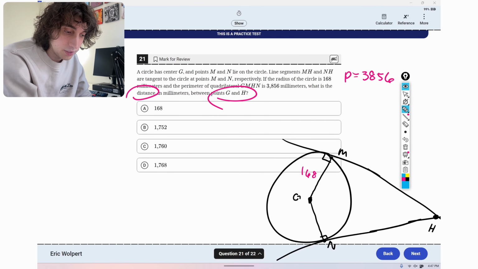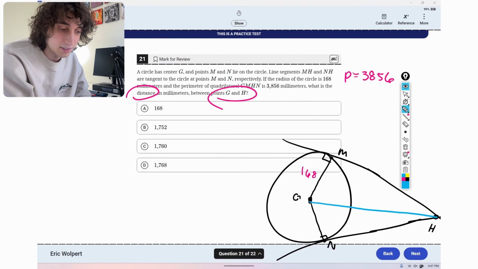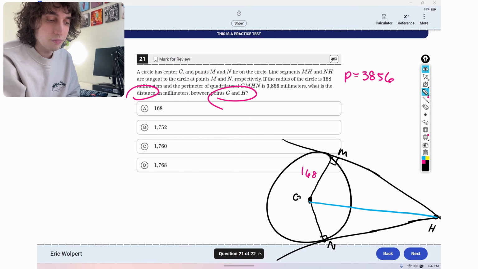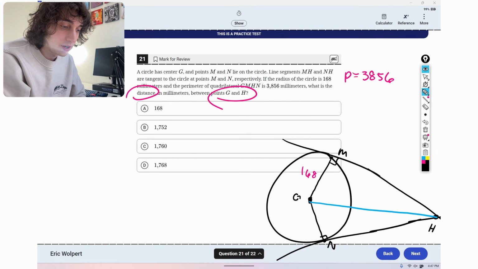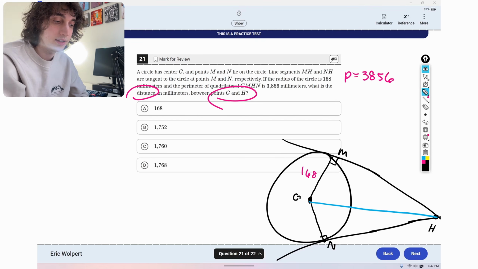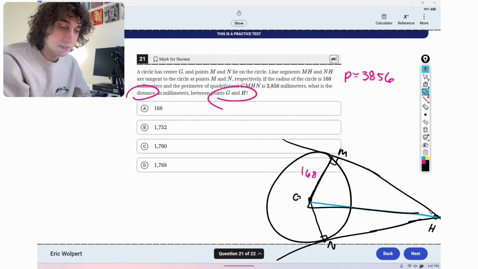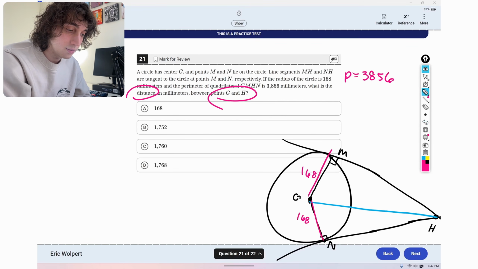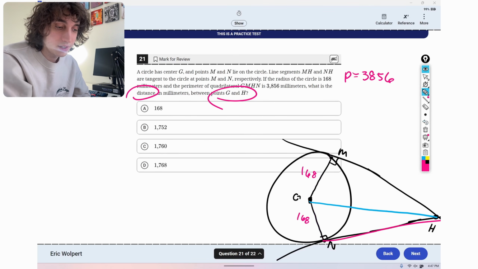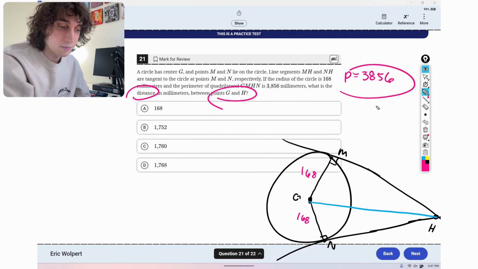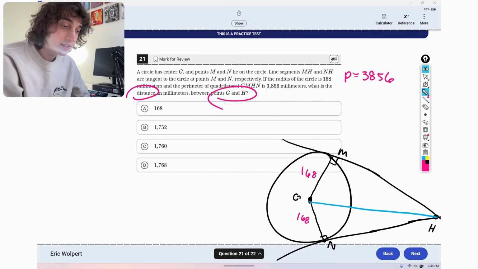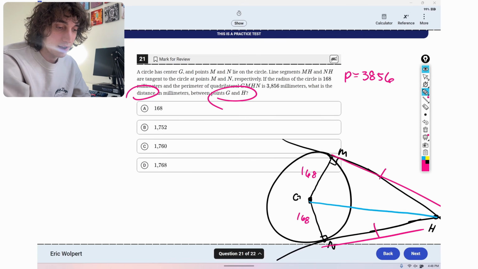So the thing we are ultimately solving for is this distance in blue between point G and point H. So you might be thinking, okay, well, presumably this has to do with the Pythagorean theorem, right? This blue line is the hypotenuse of this right triangle and also the hypotenuse of this right triangle. The problem is, even though we know the radii is 168 and 168, we don't know what this length and this length is. That is where the perimeter comes in handy, because these two lines have to have the same exact measurement. MH and NH have to have the same exact measurement.